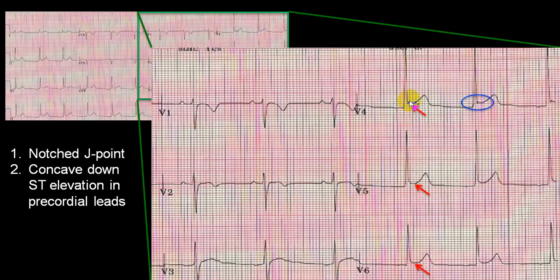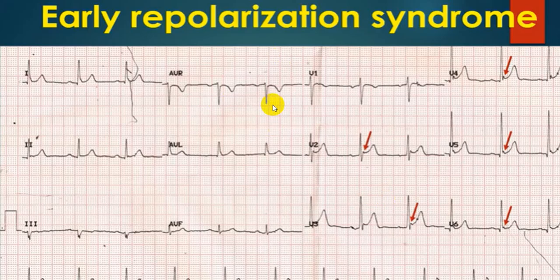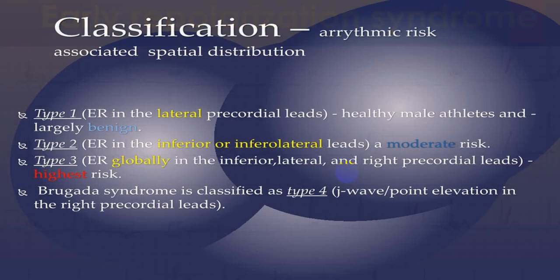Same thing shown here in V4, V5, V6. Again in V4, V5 you can see a small notch. Even you can see it in V2 also, V3. Look also in lead 2, lead 3, it is not clear. So this will be the early repolarization syndrome group, or we call benign early repolarization.